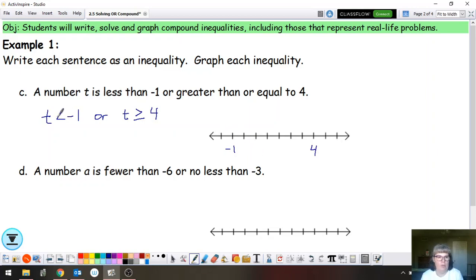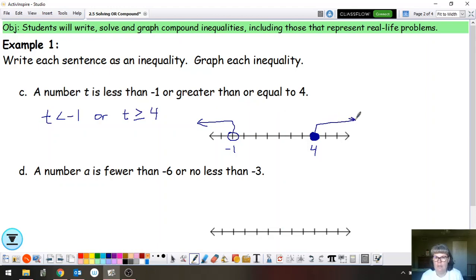So at -1, we're not including, so that's going to be an open circle. And because we're looking at values that are smaller than -1, we want an arrow to the left. For t is greater than or equal to 4, because it is equal to, because of that bar underneath, we do want to include the 4, so we're going to fill in that circle. And because t is representing all numbers that are bigger or greater than 4, we want an arrow to the right.